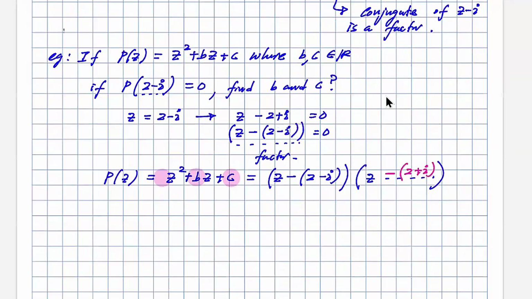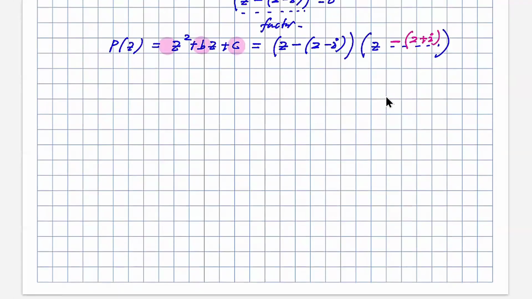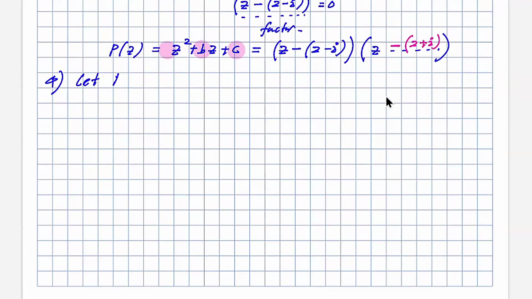Let's think about another question. So write down this question with me. P(z) is equal to z to the power 3 minus 3z squared plus 5z minus 3.